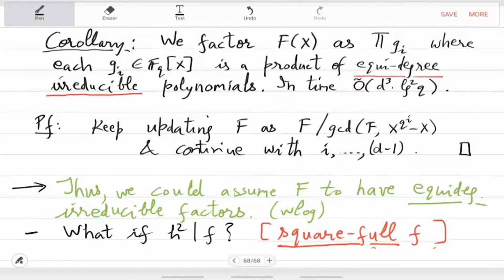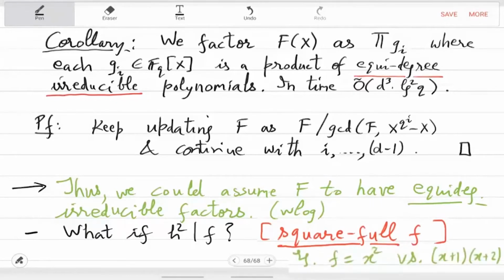So for example, f equal to x square, this is squareful. On the other hand, x plus 1 times x plus 2 is square free. The roots 1 and 2 will be distinct. Even mod 2 they will be distinct. While in the case of x square there are 2 roots but both are 0. So squareful versus square free. The question is, can we achieve square freeness by a fast algorithm?